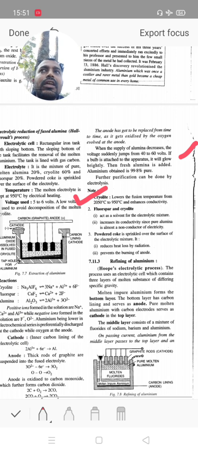This is the electrolytic reduction of fused alumina. In this way, we use a mixture of cryolite, fluorspar and alumina. The cathode is negatively charged and discharges aluminium. The anode is positively charged and discharges oxygen. The cathode has a reduction reaction and the anode has an oxidation reaction.